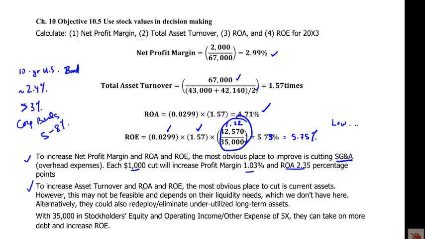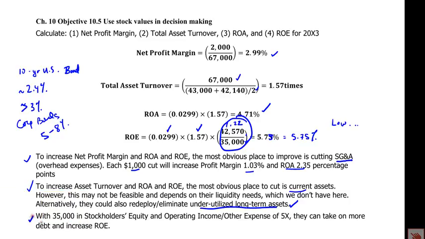Asset turnover, to increase that one, you could cut current assets. We don't have a lot of information about current liabilities, so we don't know if it's feasible. And the other way to increase it is to eliminate or redeploy underutilized long-term assets. So probably viable, but that's an operational question. If you're a CEO, you'd say, okay, we've got to increase asset turnover. Let's start reviewing our long-term assets. Can we use them better? If there's just no way to get them to produce more, then we'll sell them off.